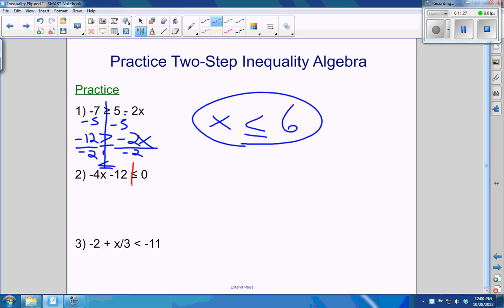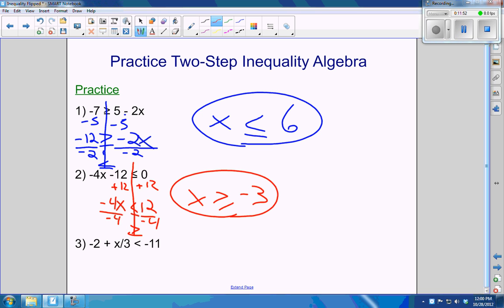Number 2. The opposite of minus 12 is plus 12. Plus 12. That gives me 12 is greater than or equal to negative 4x. Got to get rid of that negative 4 times the x, so I divide by negative 4. Divide by negative 4. Again, I have to flip the sign. X is greater than or equal to negative 3.